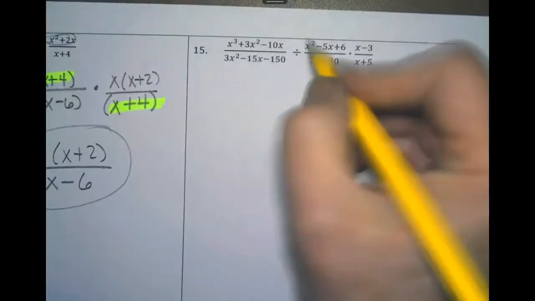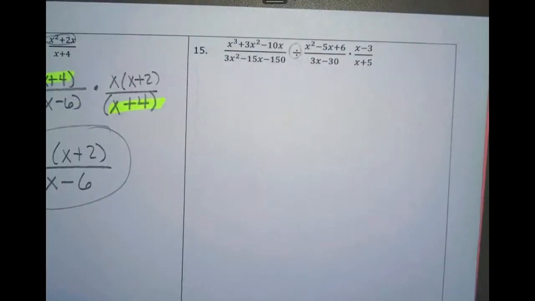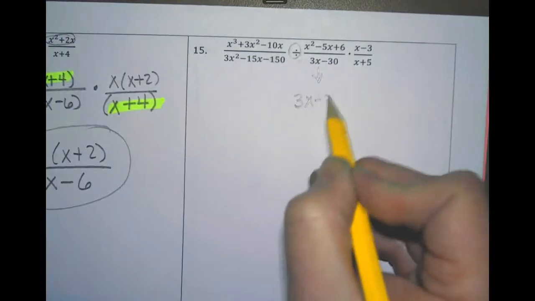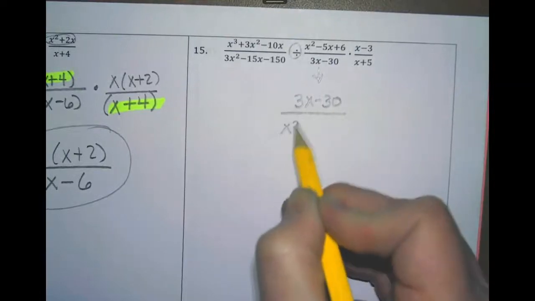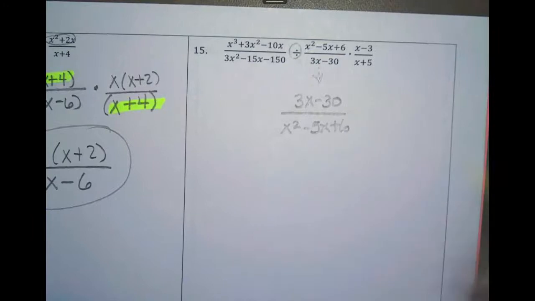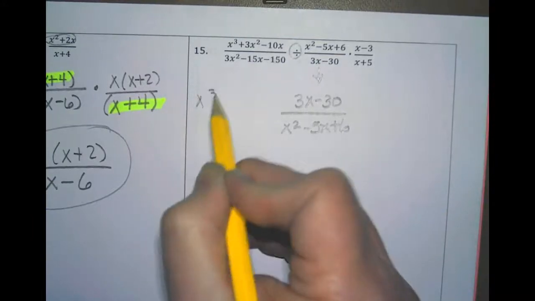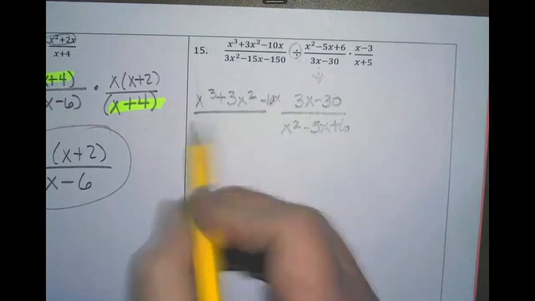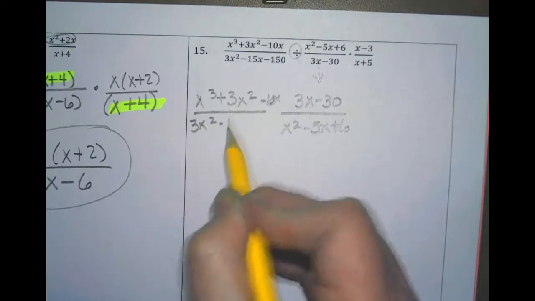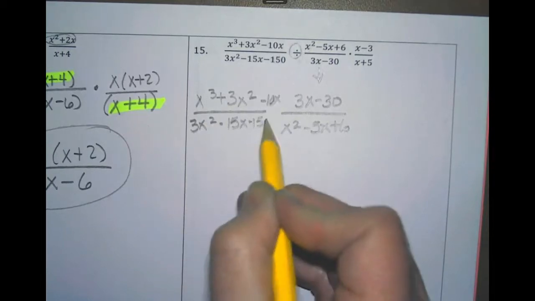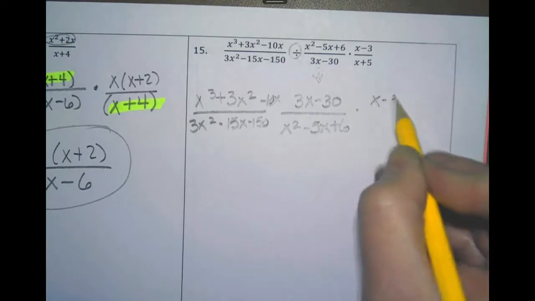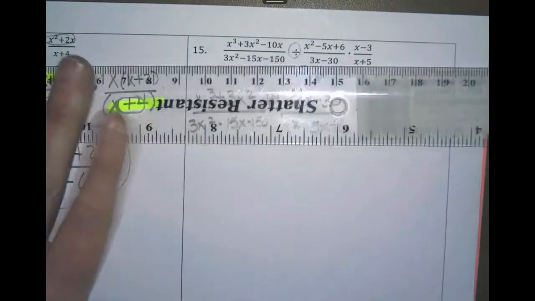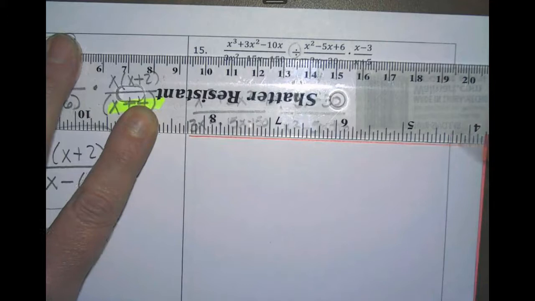Problem number 15 is a division problem. To complete a division problem, you flip the divisor. You use the reciprocal of the second fraction. The first fraction stays the same. 3x squared minus 15x minus 150. The last fraction stays the same. The divisor flips over. Here is my next step.